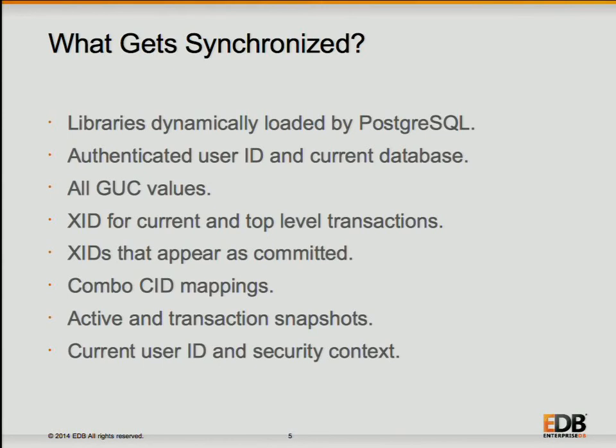And then, of course, you need to have the same authentication information. We actually have, inside the backend, 4 different user IDs that are maintained in 4 different variables, and they can all be different, and the values all have to match in the parallel worker versus the master. So now this is all taken care of, and it turns out that once you take care of all these things, almost all of the backend code that you might want to run in a parallel worker runs just fine.